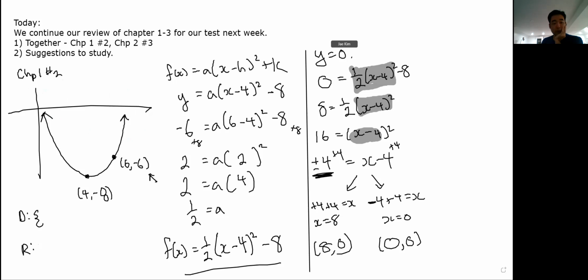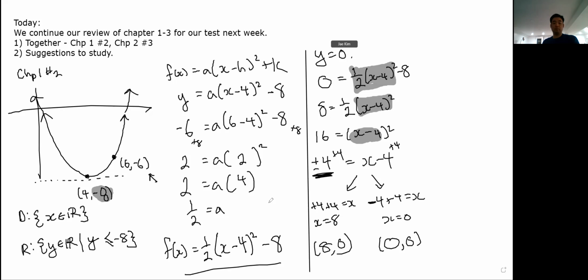Okay. For a parabola, because it continues forever without any limitations, x belongs to any real number, and that's it. For the range, however, notice how the parabola continues to go upwards and will never come back down. Y belongs to any real number, but y has to be less than or equal to -8, because it tells me right there that it's -8. It's all coming together. Any questions?